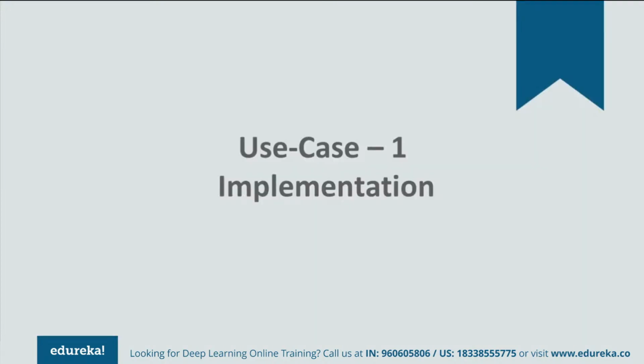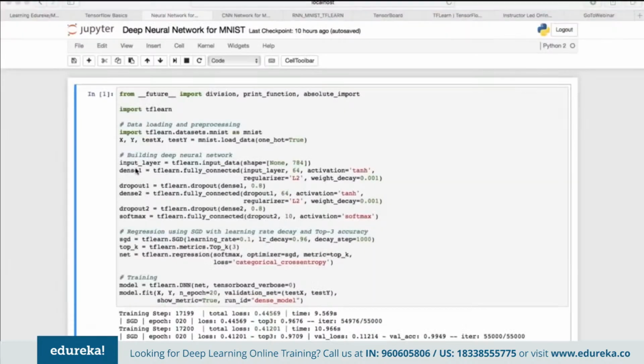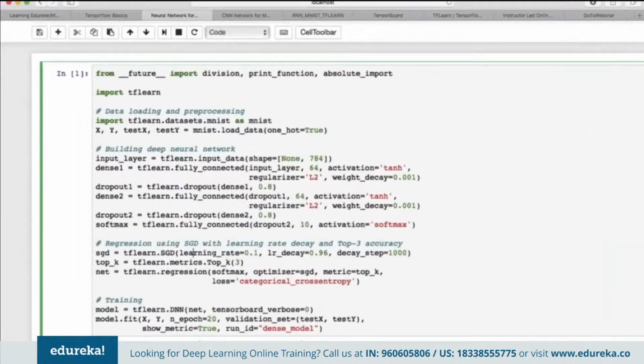Next are the use case implementations for TFLearn, and over there I'll be discussing a few things about the learning process. So now I'll quickly go through the 3 implementations which I did in TFLearn. Let me zoom it up.